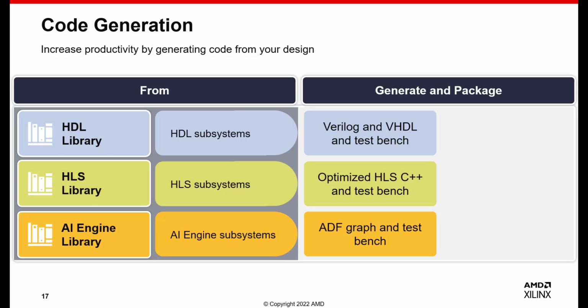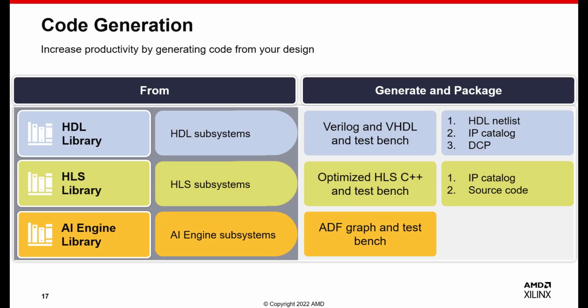You have the following options to package your design files for HDL. HDL netlist generates VHDL or Verilog RTL designs. IP catalog packages the design as an IP core that can be added to the Vivado IP catalog for use in another design. Synthesized checkpoint creates a design checkpoint file that can be used in any Vivado IDE project. For HLS designs, you can package the design files into IP catalog or as source code. For AI Engine designs, it generates the ADF graph and makefile.